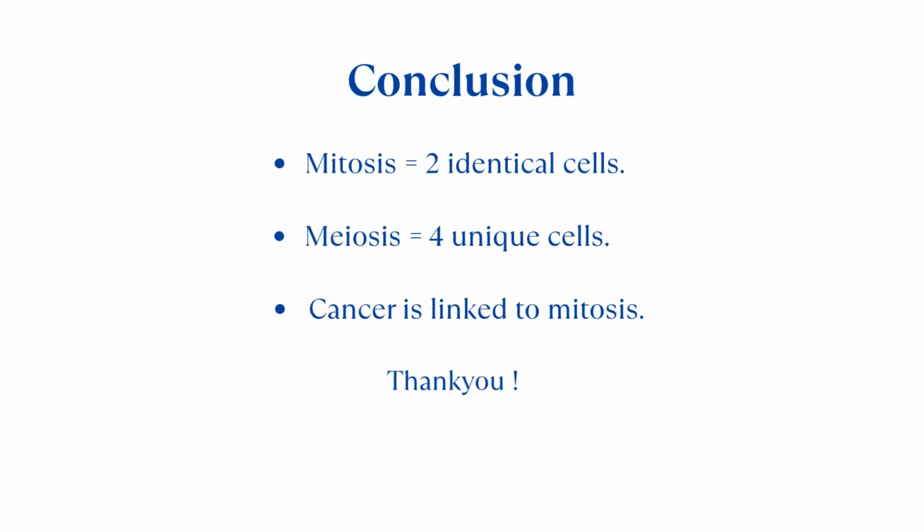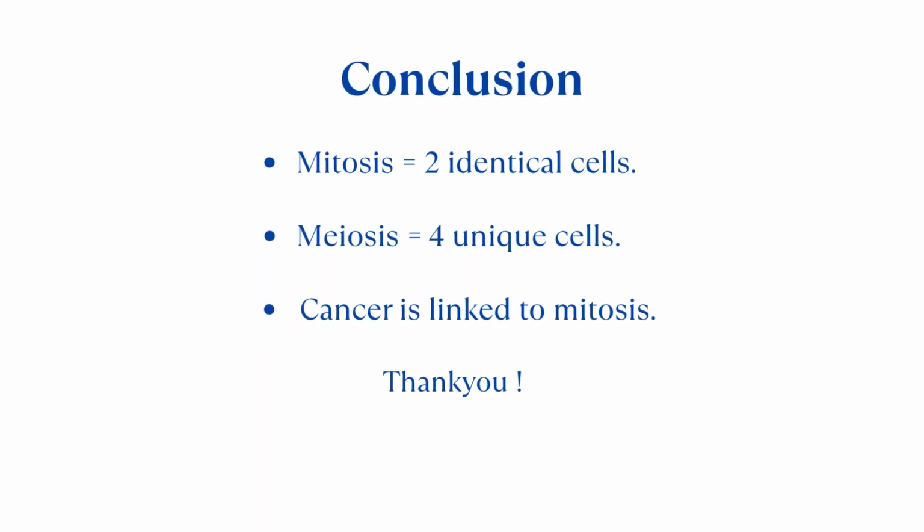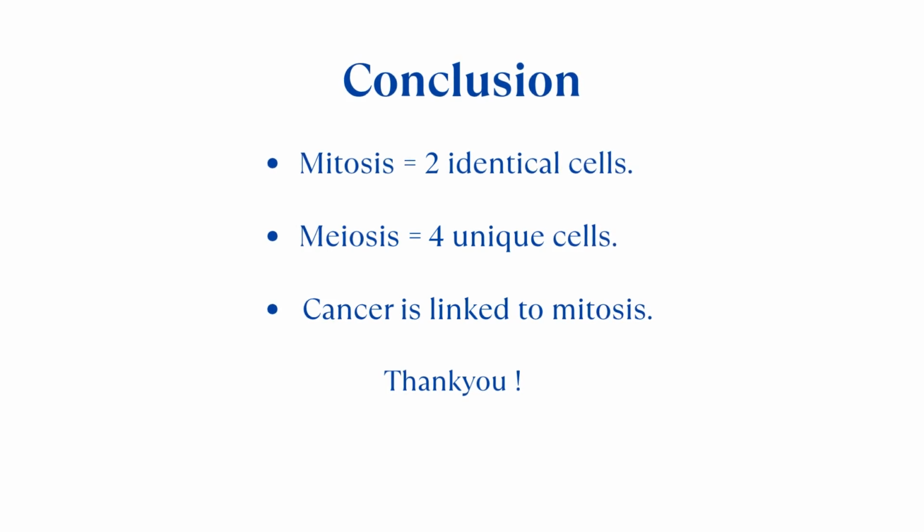So to sum it up, mitosis creates 2 identical cells. Meiosis makes 4 unique cells. And when mitosis goes wrong, it can lead to cancer.